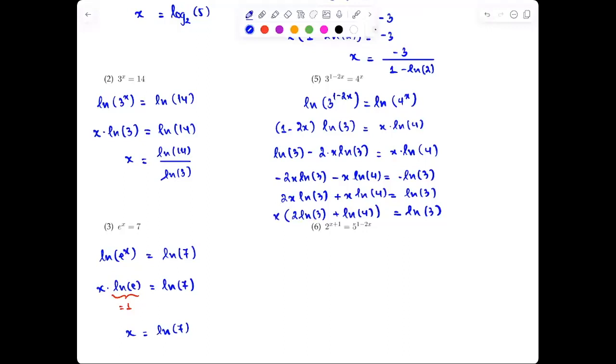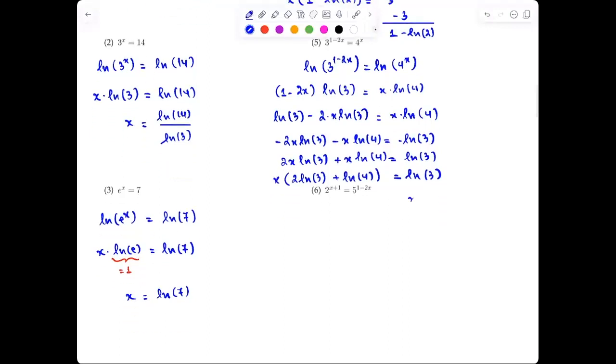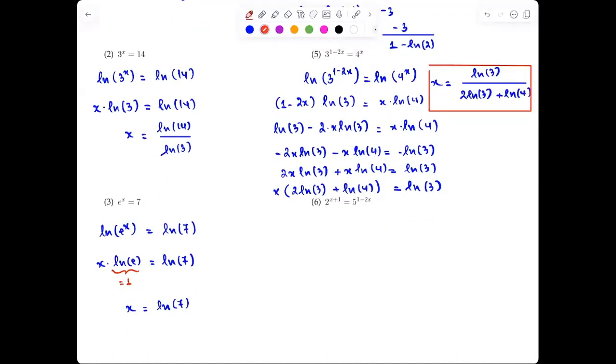To get x by itself, divide both sides by this number. Even though it looks complicated, remember, if you have a calculator, this number becomes very simple. So divide both sides by this number, and I will get x. I'm very surprised that some of you used the first approach. That's awesome. All right.